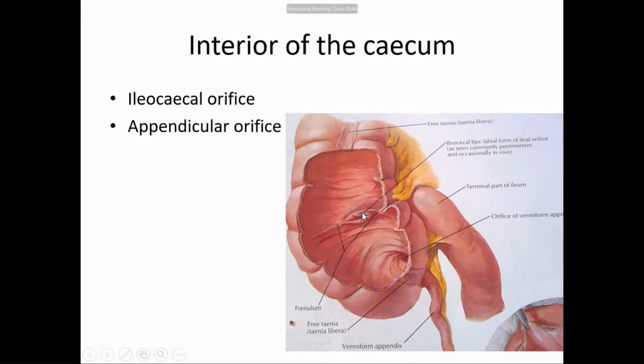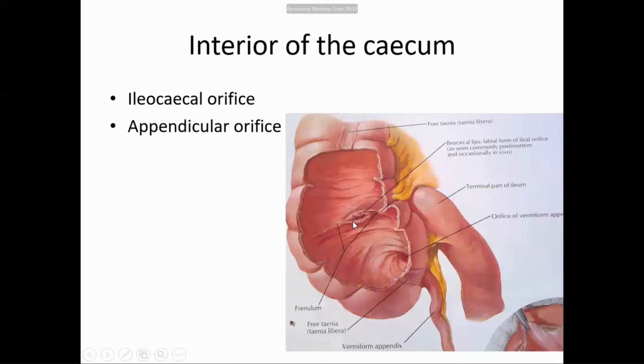And this ileocecal orifice is guarded by a valve. Its function is to prevent the reflux of the cecal contents into the ileum. And it has two valves, the upper valve and the lower valve. The upper valve is horizontal, whereas the lower valve is semilunar, with its concavity directed cranially.